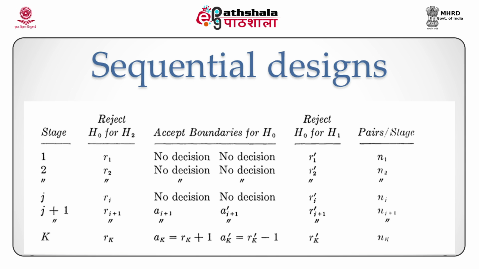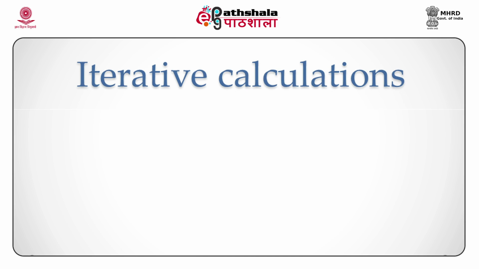When G is less than or equal to J, and if summation Si lies between Rg and Rg dash, testing will continue into the G plus first stage. When G is greater than J and summation Si lies between Ag and Ag dash, the testing will terminate as H0 is accepted. If the sum lies between Rg and Ag or Ag dash and Rg dash, the testing will continue into the stage G plus 1.